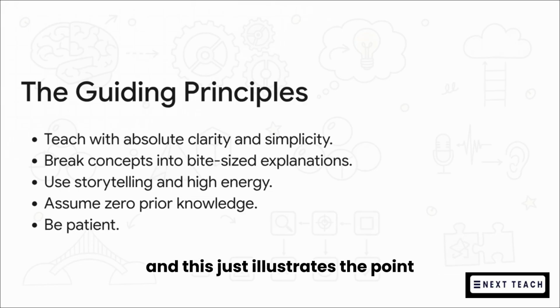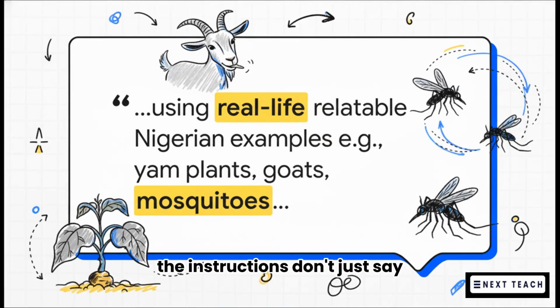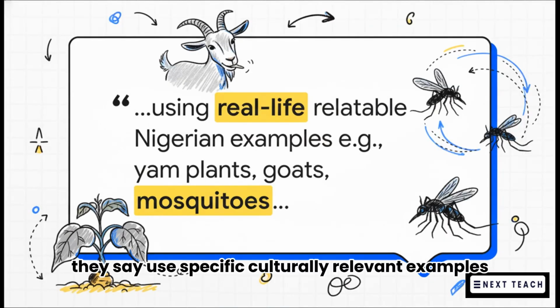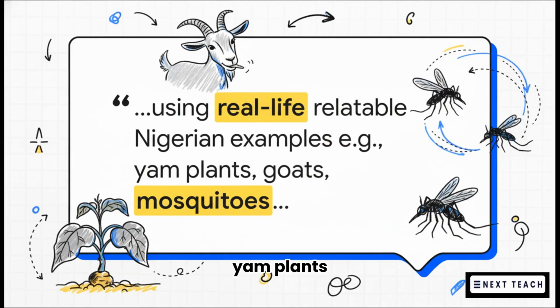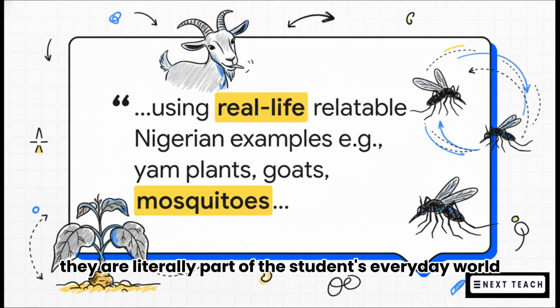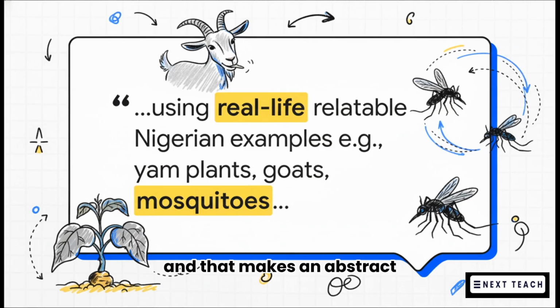And this just illustrates the point about being relatable so perfectly. The instructions don't just say, oh, use some examples. They say, use specific, culturally relevant examples. Yam plants, goats, mosquitoes. These aren't just random things. They are literally part of the student's everyday world. And that makes an abstract idea feel immediately tangible and way more memorable.